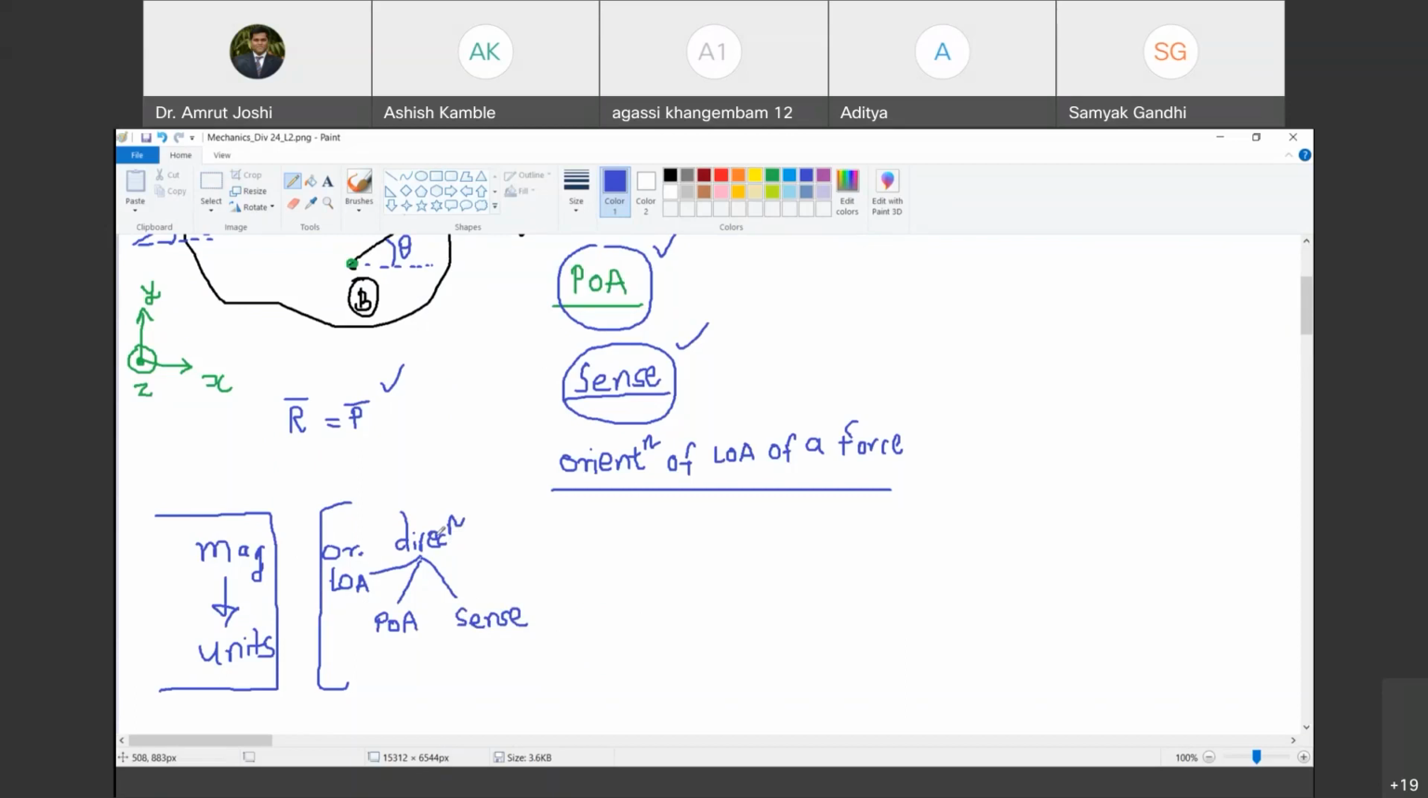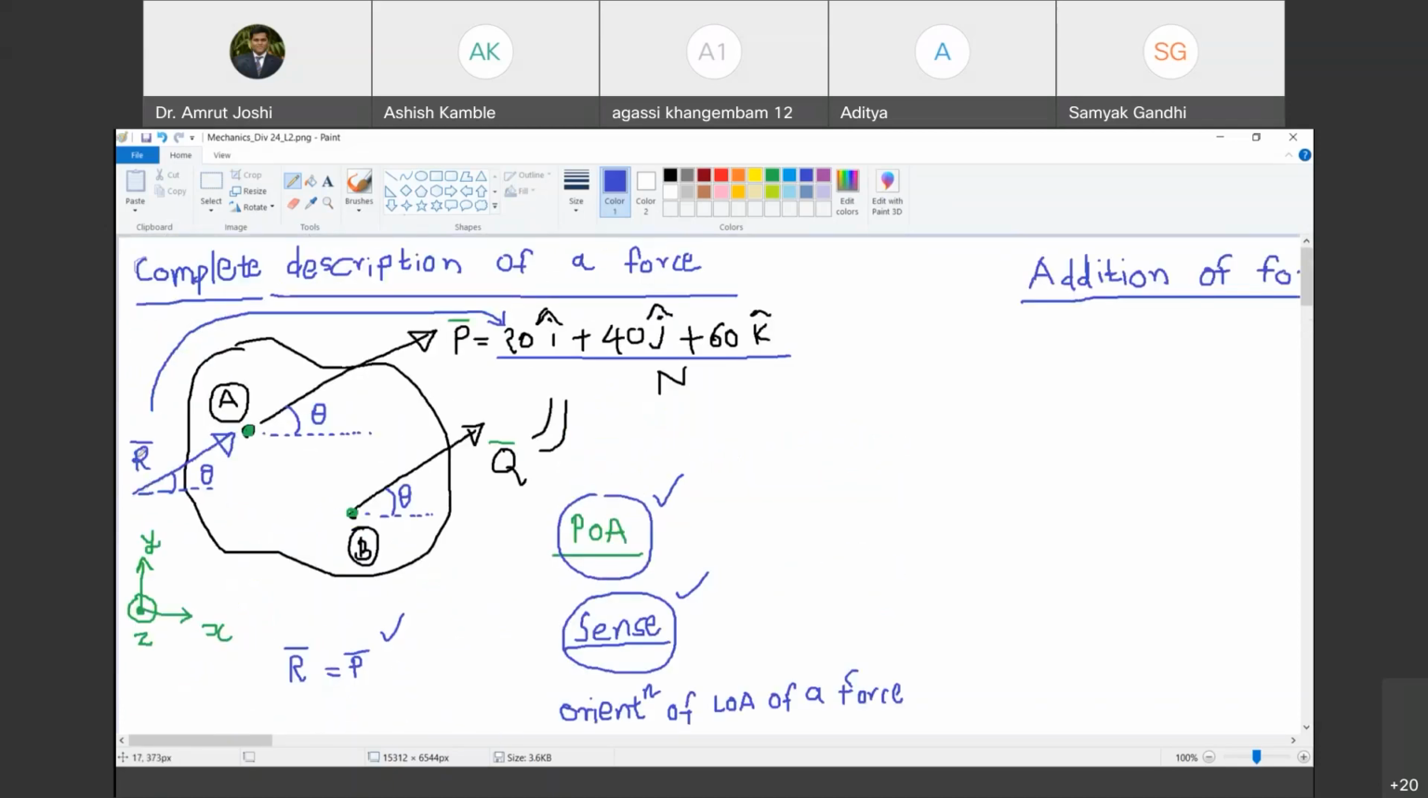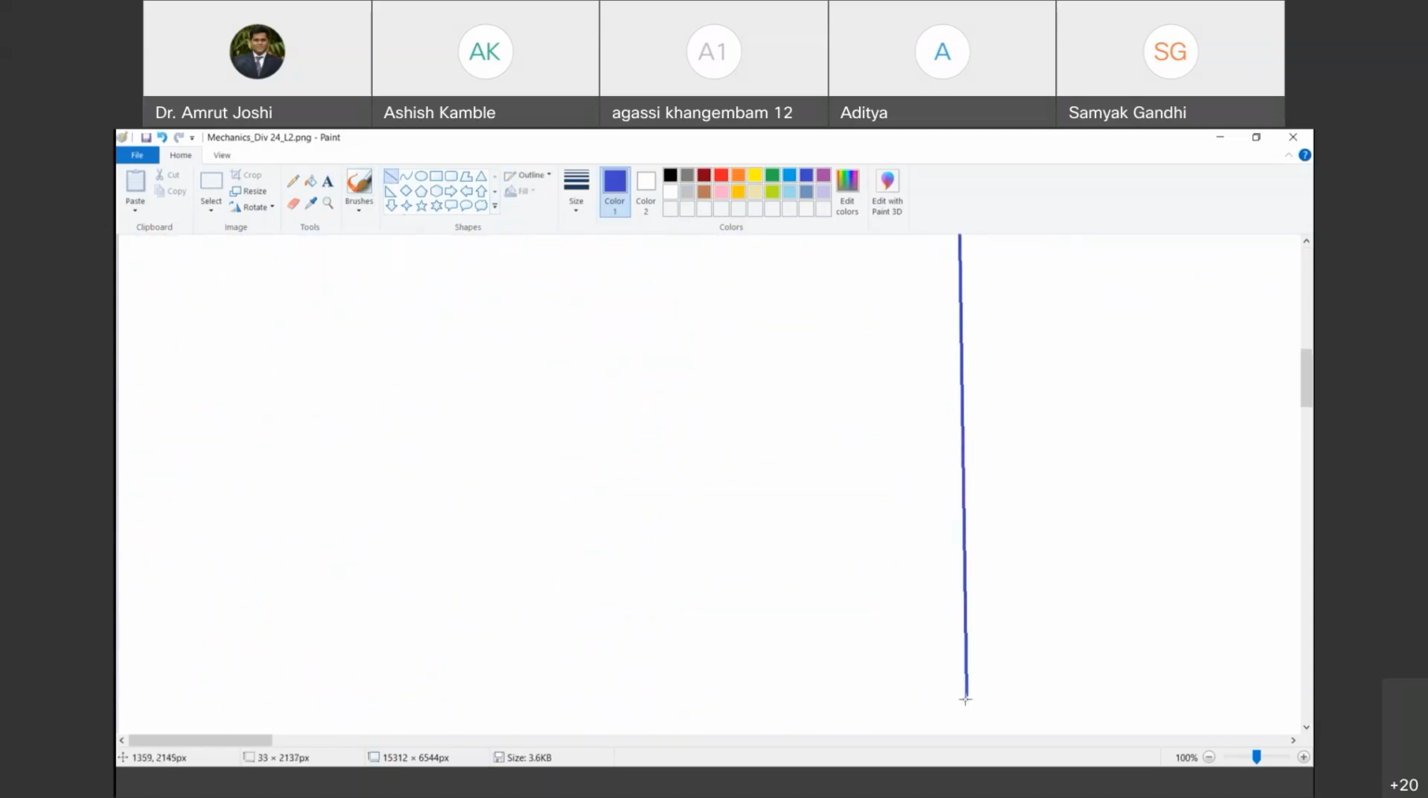So mathematically, force is a vector quantity. Specifying its magnitude and direction is enough. But as a physicist, we must specify its magnitude in a specified system of units, orientation of its line of action with reference to the coordinate system, point of application and sense. ये चारों चीजें जब हम specify करेंगे, तो force completely describe हो गया, ऐसे हम कहेंगे. Are you with me? Yes, sir. Okay. So we have now understood what is a force. We have also understood what is the complete description of force.